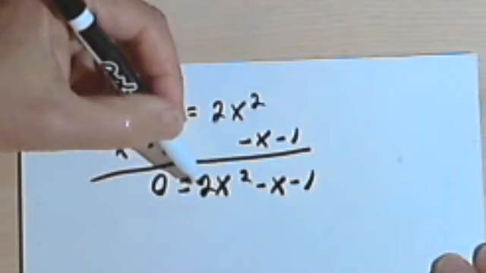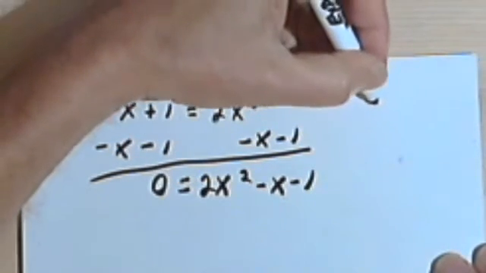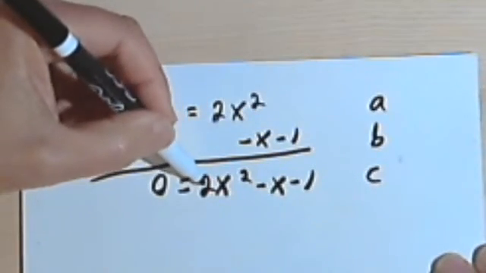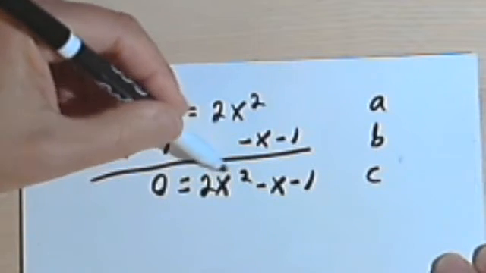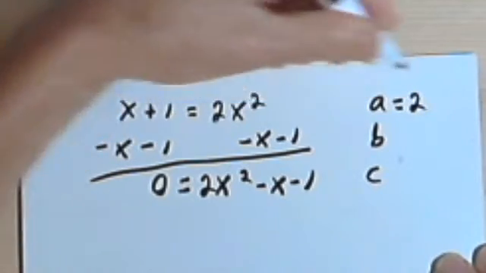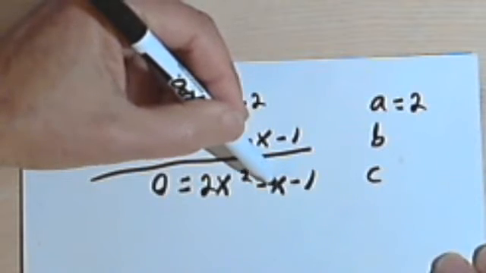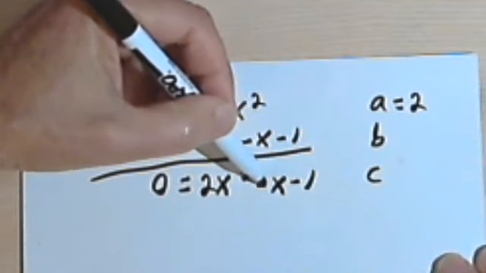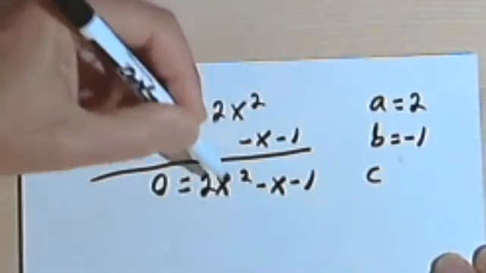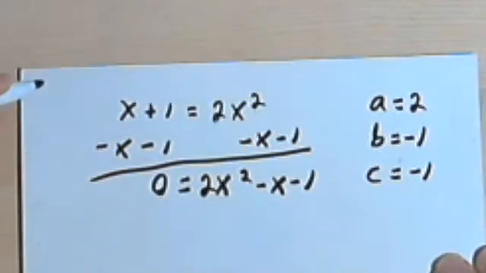Now, this equation is in standard form, and I'm going to figure out what my a, b, and c values are. So a is the coefficient for the squared term, that's the x squared over here. So a is going to equal 2. B is the coefficient for the x to the first term, the middle term. And since there's no coefficient written, it's just going to be, in this case, a negative 1. And c is also negative 1.